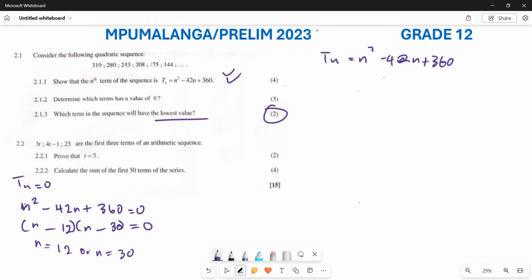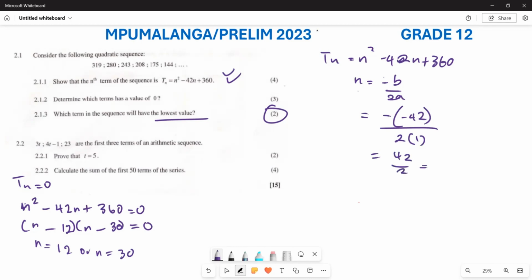So which means this is going to be n is equal to negative b over 2a. Remember, in our quadratic functions, we also use this particular formula, right? So this is going to be the same as negative into negative 42, close bracket, over 2 times a. What is the value of your a? Your value of a is 1. So therefore, this is going to be the same as 42 over 2.